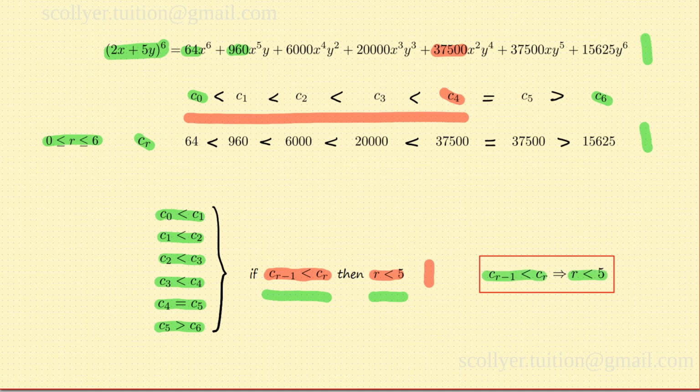Now, of course, in this case, we already know in advance that r must be less than 5 by looking at the sequence of coefficients in the expansion of 2x plus 5y to the 6. However, in general, what we need to do is take the expression c sub r minus 1 is less than c sub r and derive an unknown condition on r. Because, of course, we want to be able to find the largest coefficient without performing the full binomial expansion.